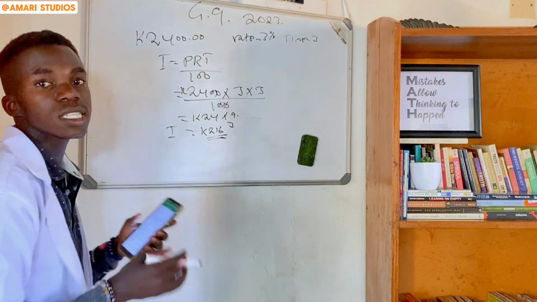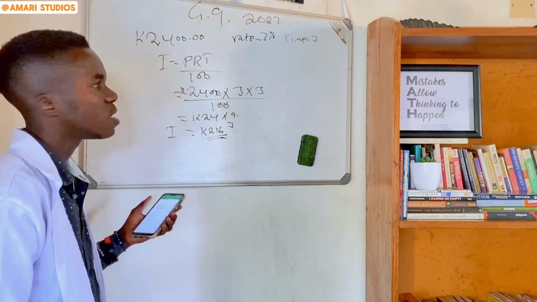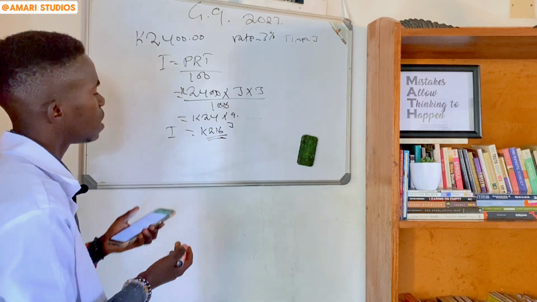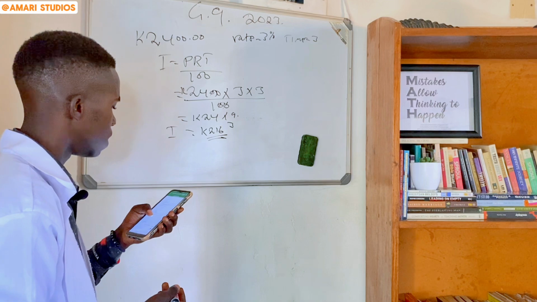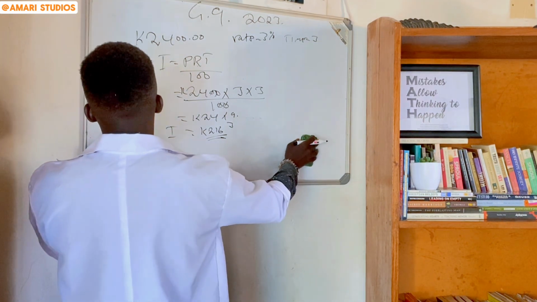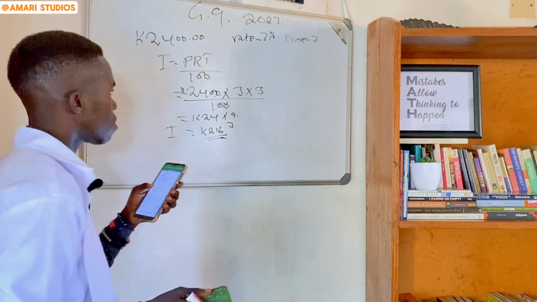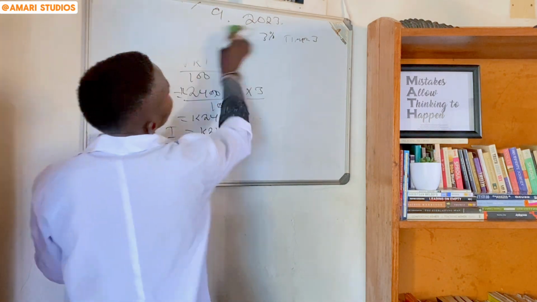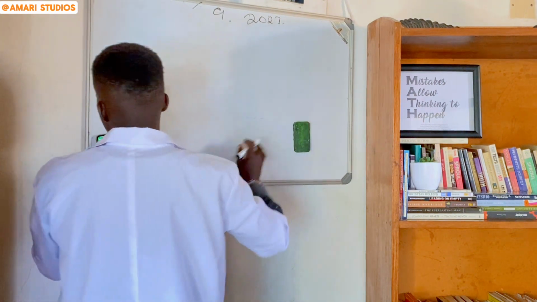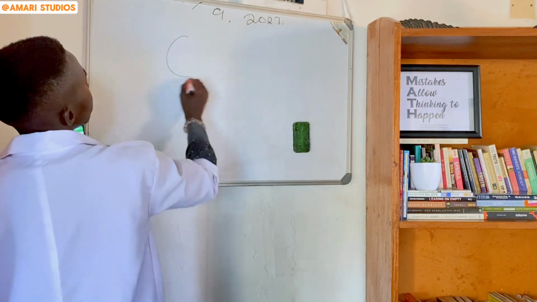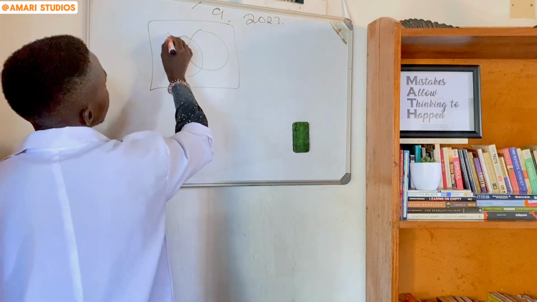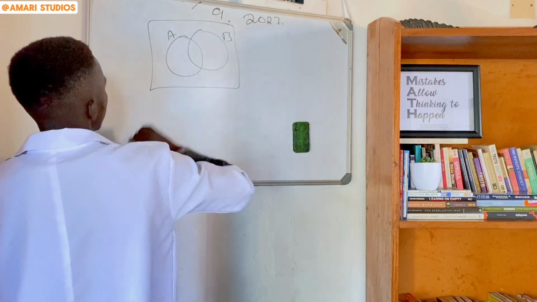So 216 kwacha was actually the interest that was added upon this principal that was given or invested by this same lady. So without wasting much of our time, let's move on to the second question. The second question is saying the Venn diagram. So you're going to draw a diagram. The Venn diagram below shows set A and set B. So this is our Venn diagram, and that is set A, that is also set B.